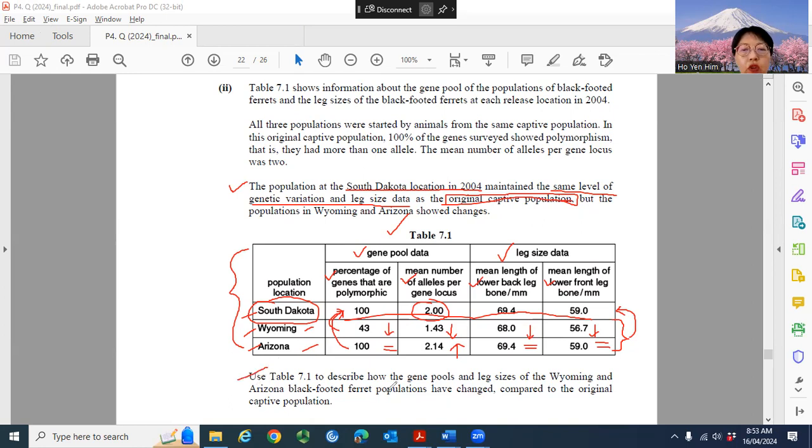So use a table to describe how the gene pools and the leg size of the Wyoming and Arizona population have changed compared to original. So very easy. Gene pool means anyone from here, increase or decrease. Leg size means everyone from here, increase or decrease. So Wyoming, gene pool decrease. Okay. And then Arizona, mean number of alleles per gene pool increase. Then leg size, Wyoming decrease, Arizona remain the same, so no need to say because it didn't change, no need to write. So that's the mark scheme answer. Okay.